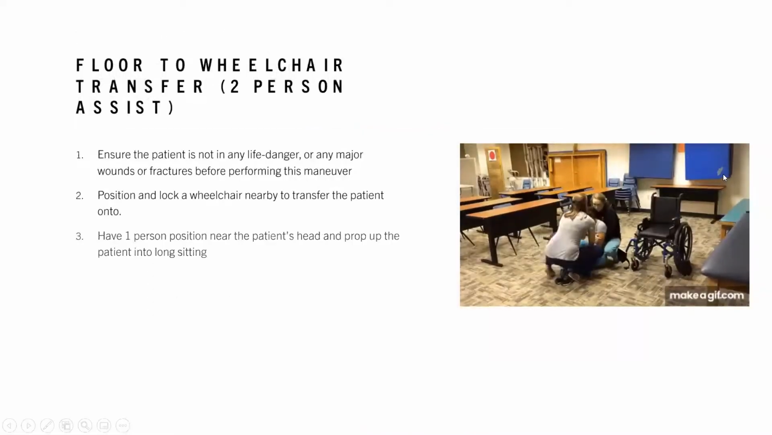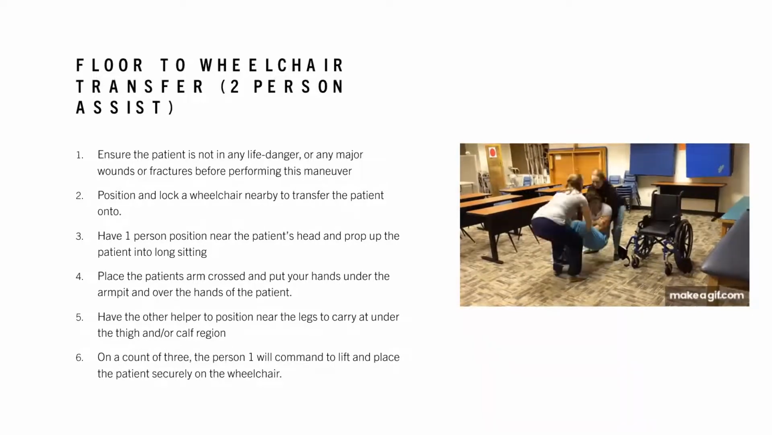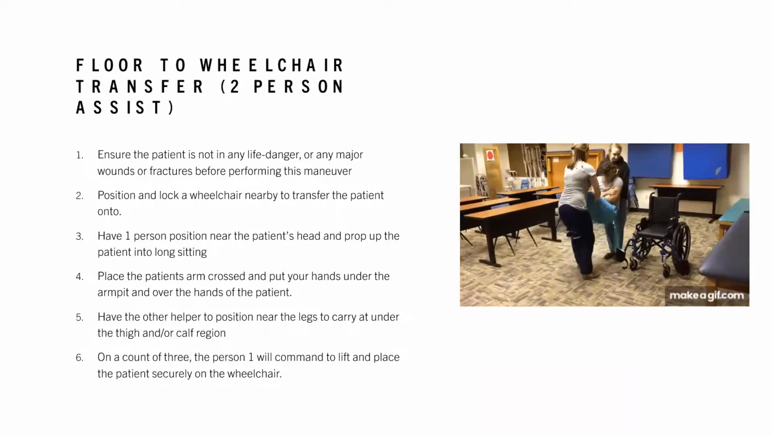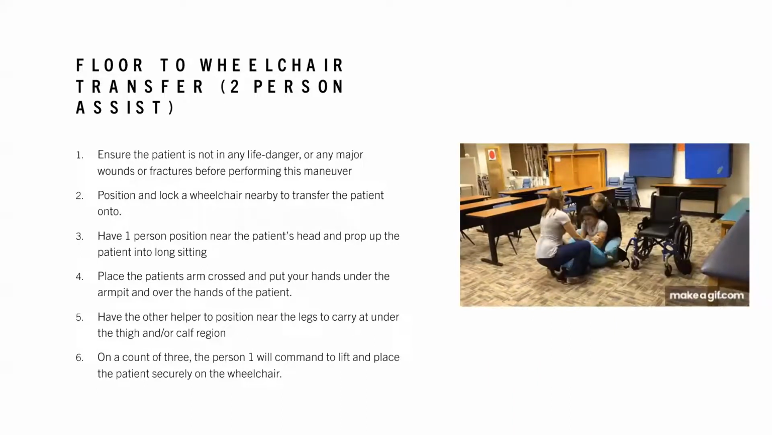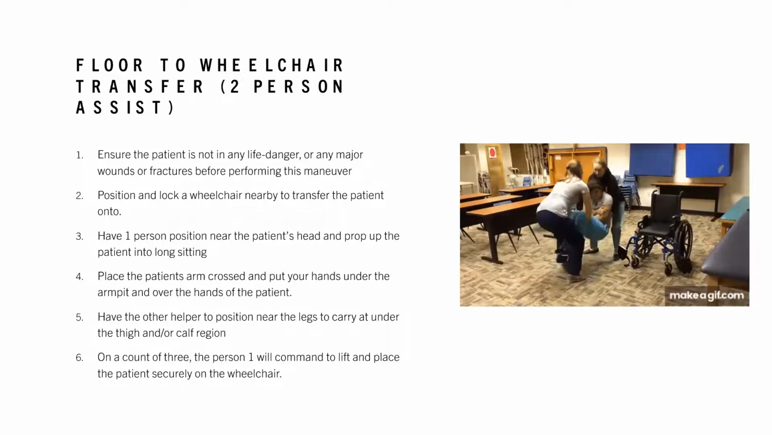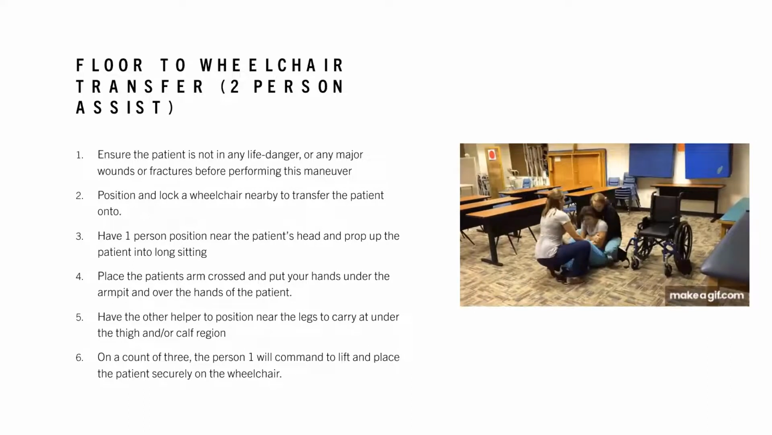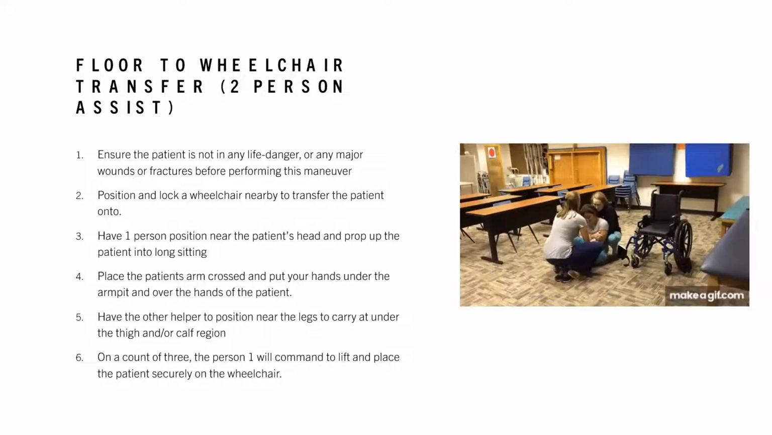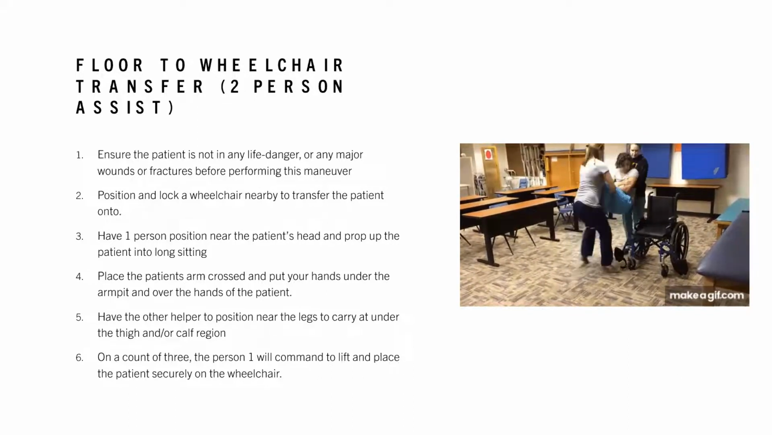All right, and the last one is floor to wheelchair transfer using two-person assist. Here you can see this GIF here, how they actually transfer a person. Okay, so first, ensure the patient is not in any life danger or any major wounds or fractures before performing this maneuver. Number two, position and lock a wheelchair nearby to transfer the patient onto. Have one person positioned near the patient's head and prop up the patient into long sitting.